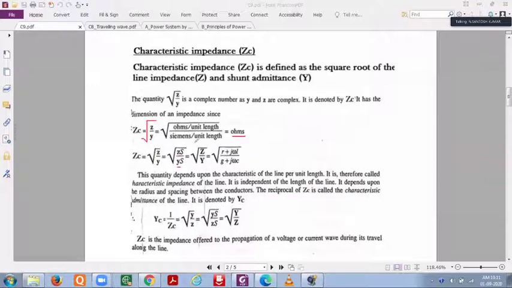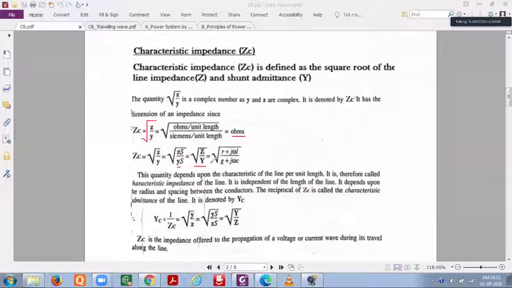Actually we have considered it as X. Okay, fine, nothing happens here. The thing is, we need to multiply that particular impedance and admittance with the total length. So I'll get capital Z by Y. So this is your characteristic impedance.